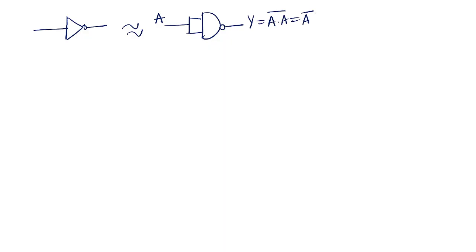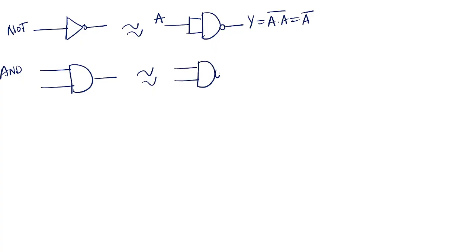Okay, this is over. Suppose there is a NOT gate and an AND gate. This is the AND gate. Wherever the AND gates are there, you need to add the bubble at the output side.